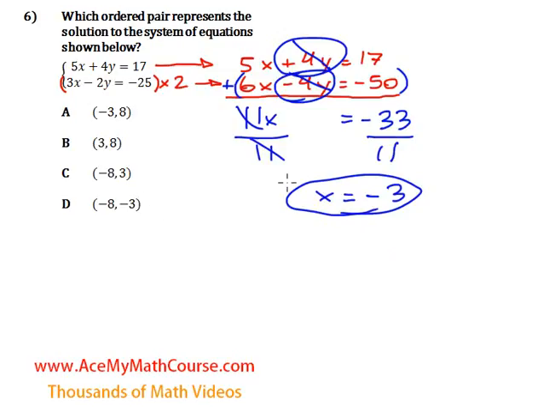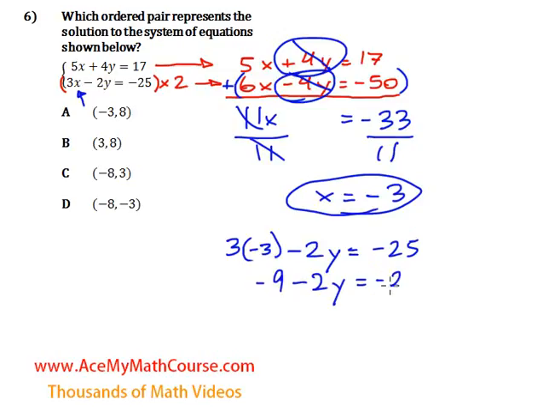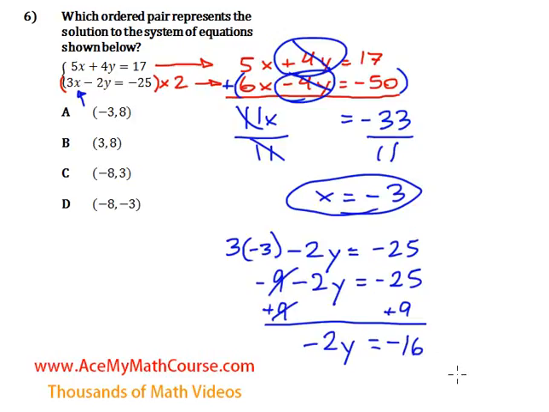Great. Now we just need to solve for y. So let me plug in the negative 3 for x right here. So we get 3 times negative 3 minus 2y equals negative 25. 3 times negative 3 is negative 9 minus 2y equals negative 25. Then I can add a 9 to both sides of the equation. Negative 2y will be equal to negative 25 plus 9, negative 16. Then we can divide both sides by negative 2. So y is equal to negative 16 over negative 2, which is 8.